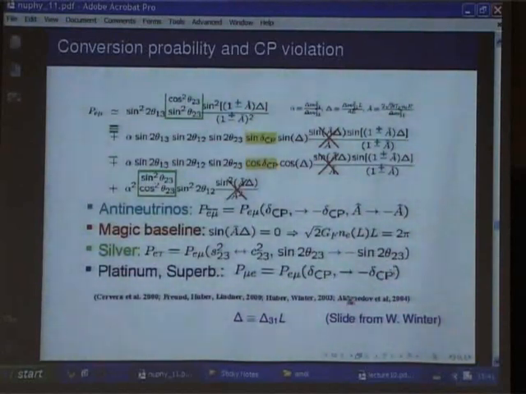Basically, if you are looking at the probability of ν_μ going to ν_e and ν_e going to ν_μ, the δ_CP becomes minus δ_CP. The question is, why should that be the same? Get some arguments for it. But why does δ_CP become minus δ_CP? Why does only δ_CP change?